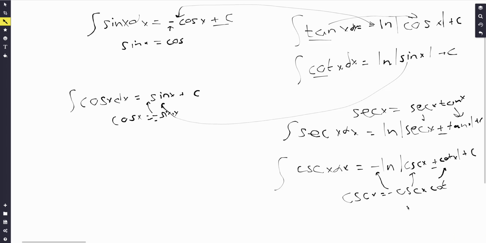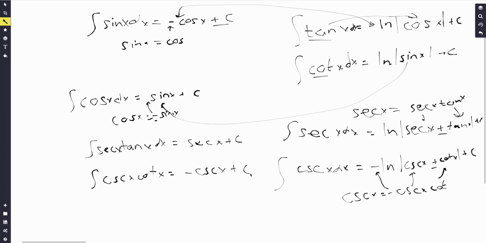Okay, the next rule would be the integral of secant x tangent x dx is equal to secant x plus c. And followed by that would be the integral of cosecant x cotangent x dx is equal to negative cosecant x plus c.